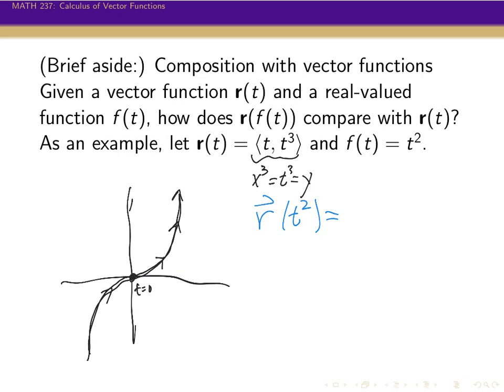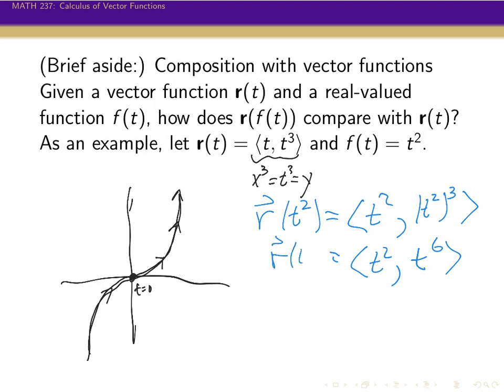Everywhere where I had t before, I'm going to replace it with t squared. So t becomes t squared. And then for t cubed, I'm going to have t squared cubed, and a power to a power is going to give me t to the 6th. Okay, and so this is my r of t squared. Let's see what curve this is drawing out.